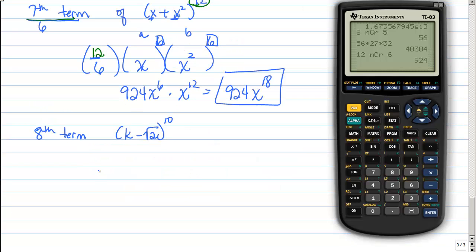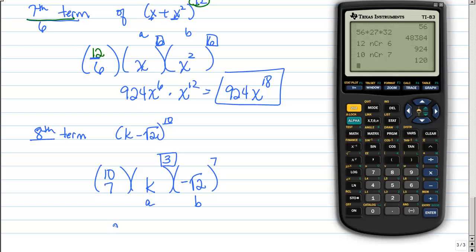Alright, so let's see what we have. Okay, 10 goes here. Eighth term, 1 less is 7. That goes here and here. Right, now what goes to that power? I need to add up to 10, so that's to the third. This is our A, this is our B. Our A is k, and our B is negative square root of 2. So I need to know what 10 choose 7 is. Okay, so that's 120. That's k cubed.